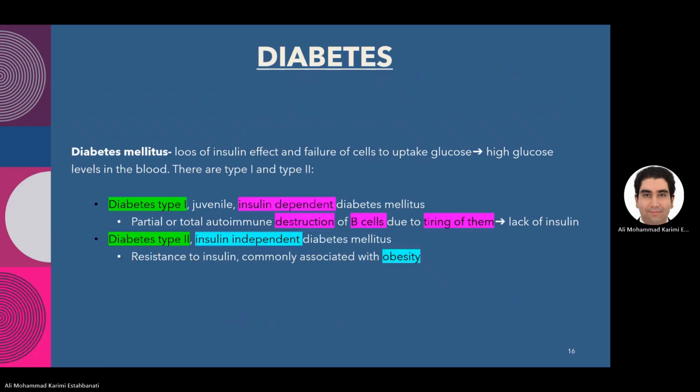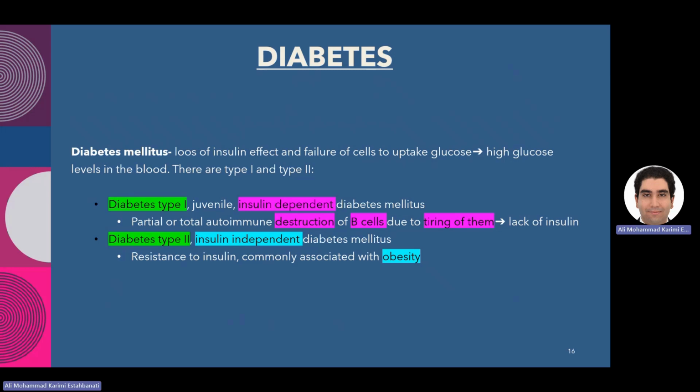Now, diabetes. What is diabetes? I'm pretty sure you already know. Diabetes is when you don't have enough insulin. Your cells don't have enough insulin to function, so you will have a high glucose level in the blood. That's what diabetes means. The next thing you need to know is the types. The types are type 1 and type 2.